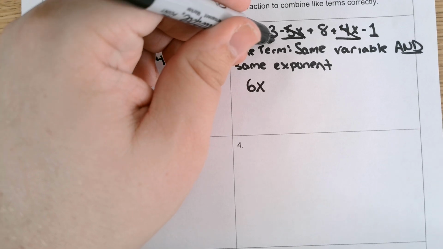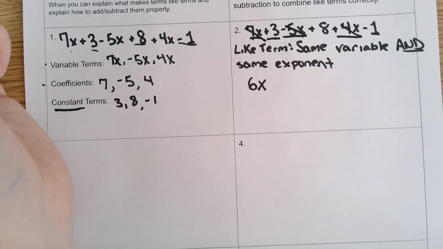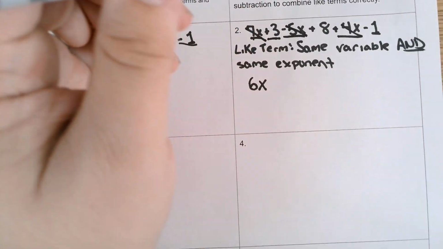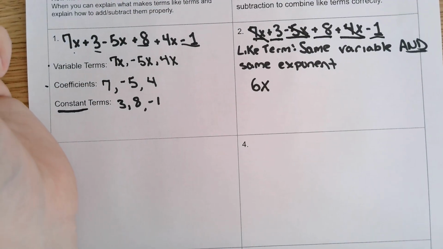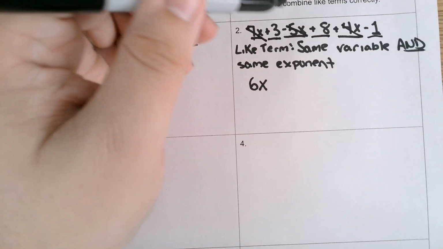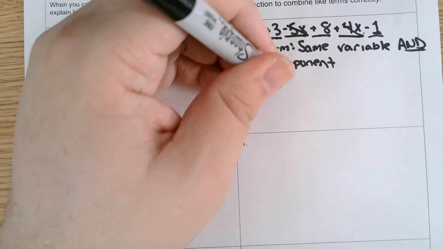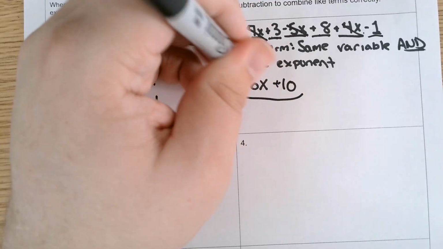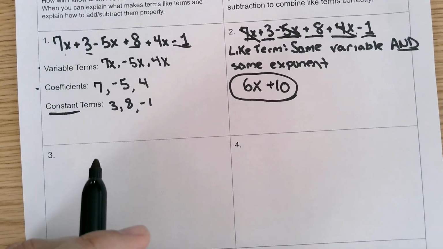Then I move on to the next uncrossed out term, 3. That's a constant. It has no variable. So I look for all my other constants. Plus 8, minus 4. Okay. 3 plus 8 is 11. 11 minus 4 is 7. So your final answer is 5x plus 7.